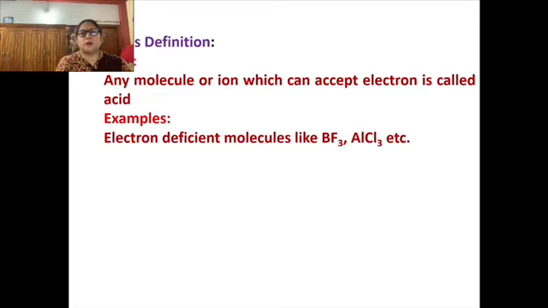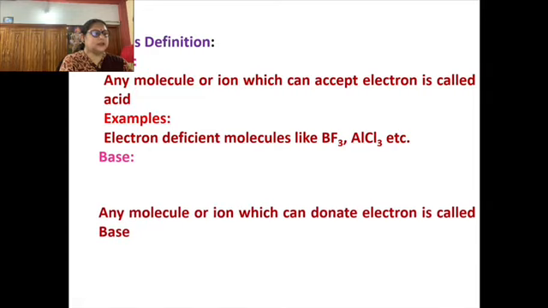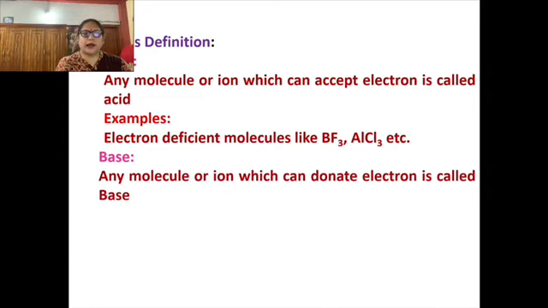But according to the law of octet, for a stable molecule, the number of electrons around a central atom should be 8. But here it is 6. Therefore, this type of molecules are considered as electron deficient molecules. So according to this definition, electron deficient molecules are considered as acids since they can easily accept electron from other molecules. Now what are bases? According to this definition, bases are the molecule or ion which can donate electron to other molecules.